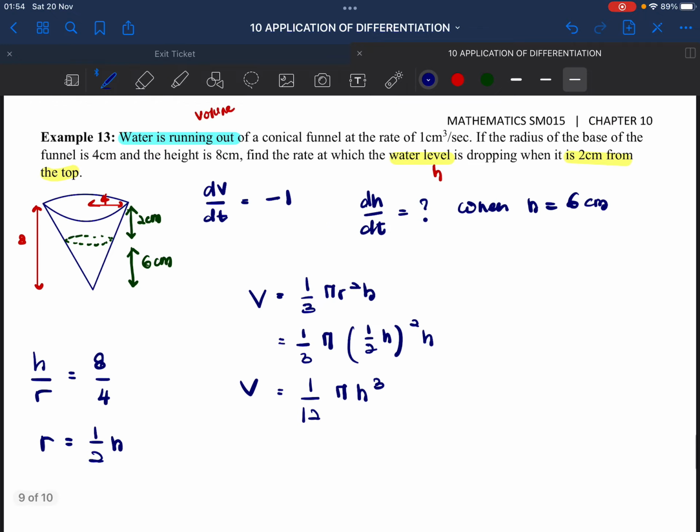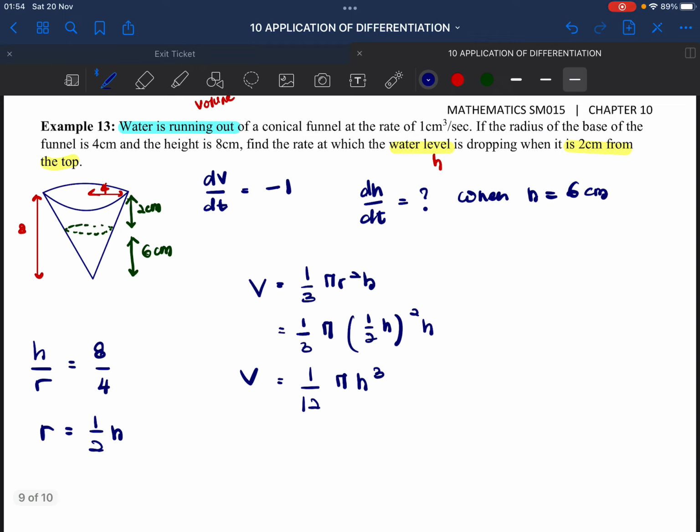Okay, so once again, for a cone or a sphere, whenever the radius varies with the height, you can always write this ratio, to help us make this a single variable. So depending on the question, you want to make it h or r.